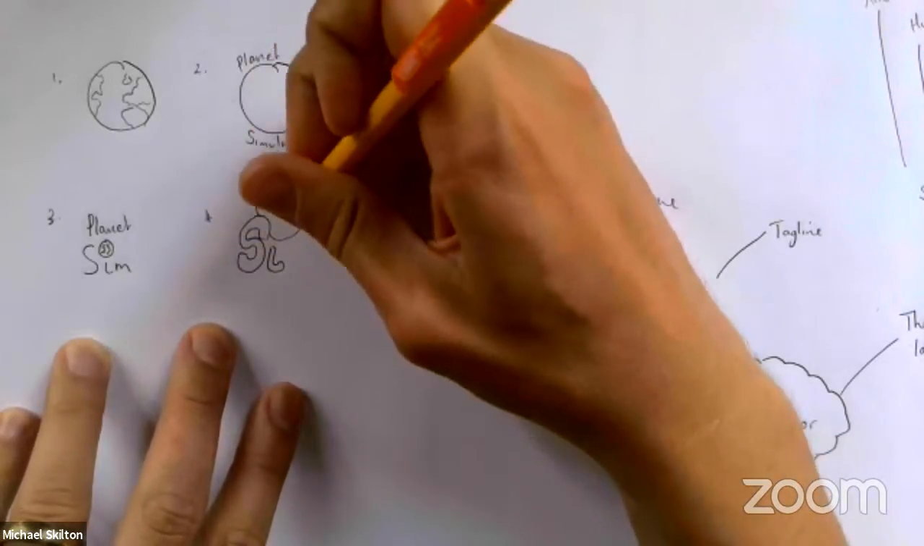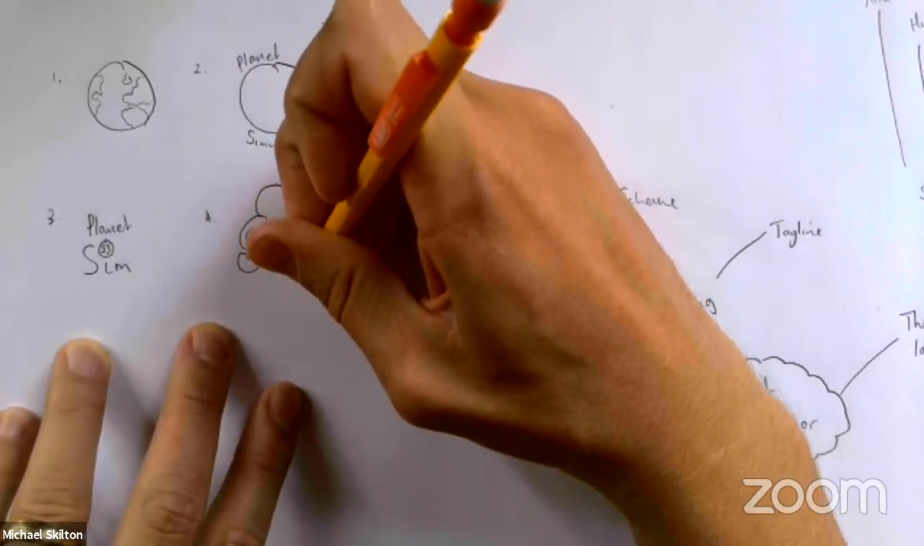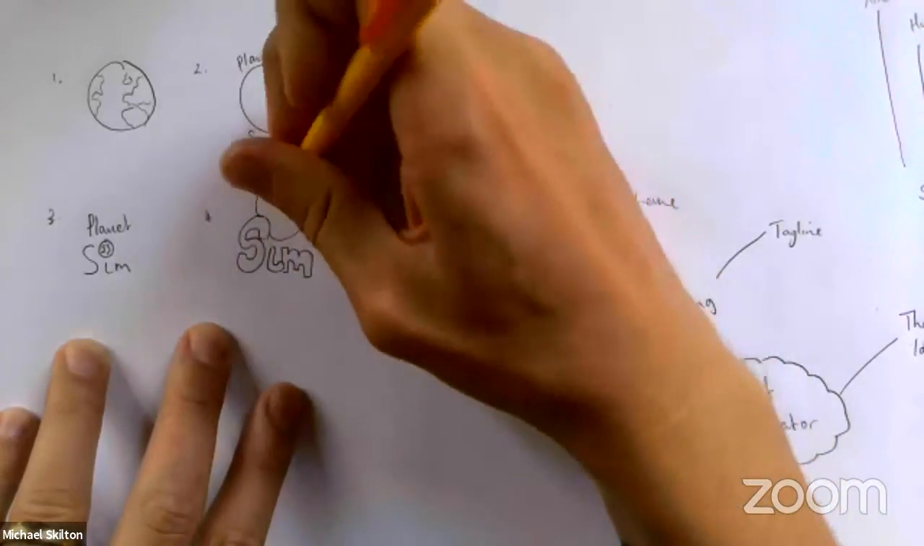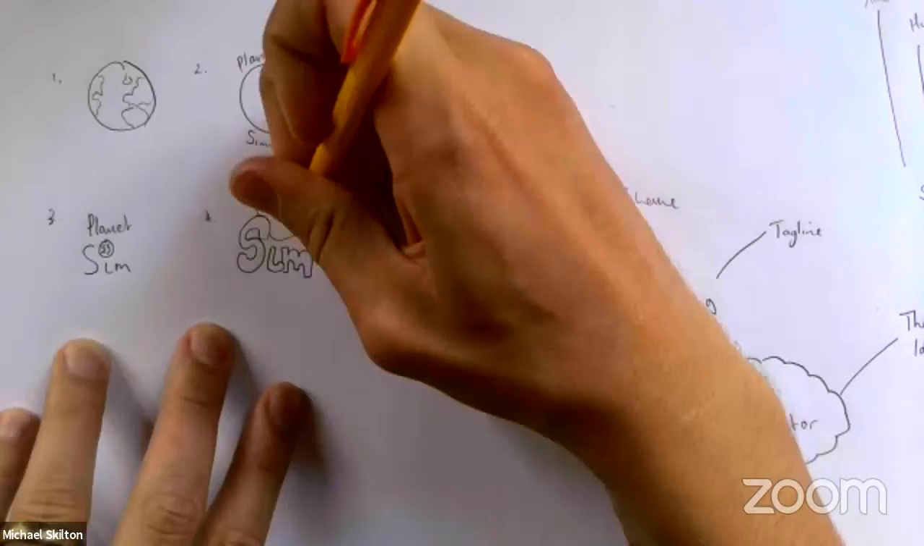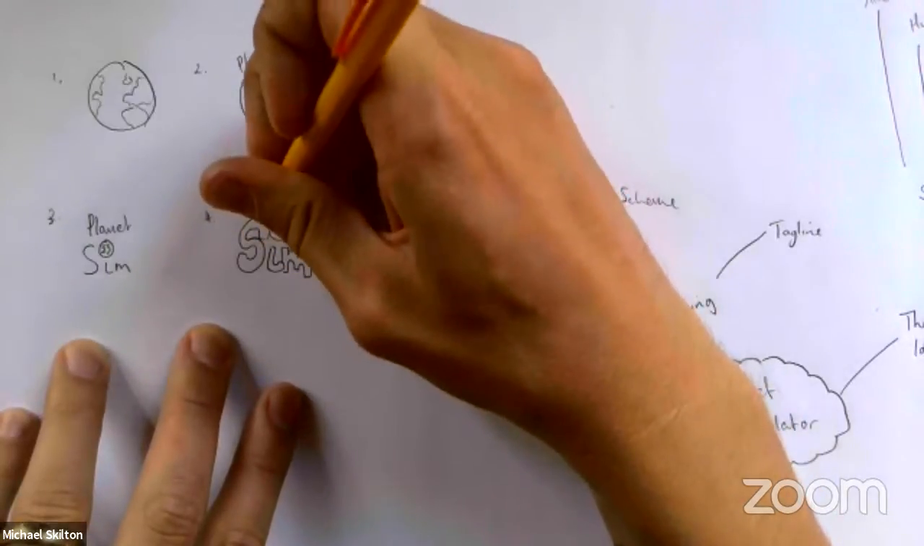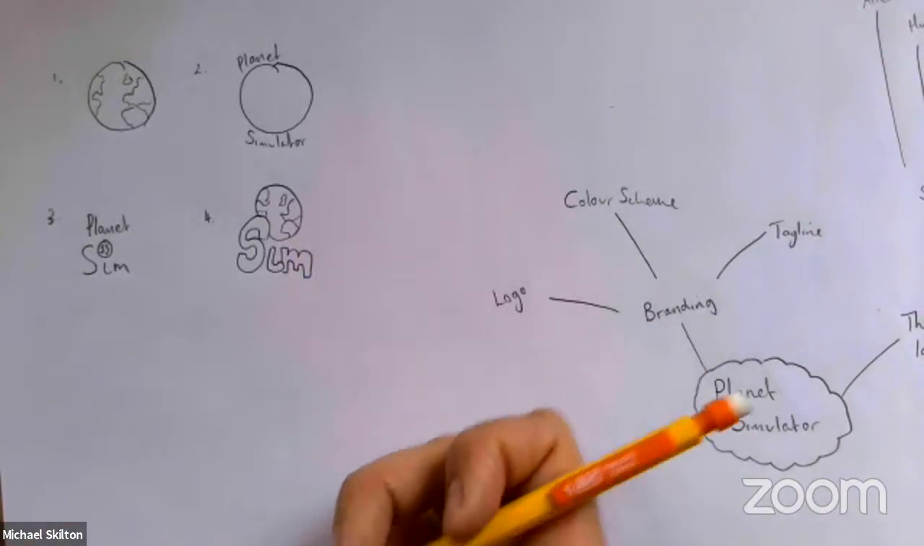We could have something like that. That's not a very good circle, is it? It's okay. These are just ideas. So then maybe we could have this planet here instead, like that. Maybe the whole thing can be above Sim or Simulator.